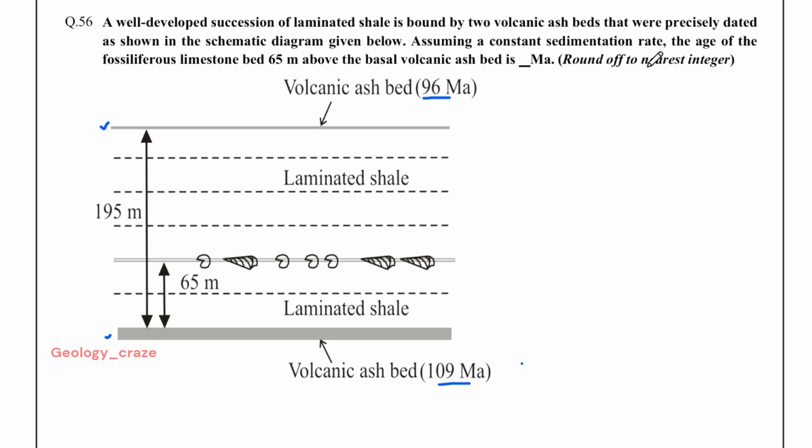Assuming a constant sedimentation rate. The sediments that are deposited within this, suppose this is a basin and sediments are coming and depositing. The rate of deposition within this is constant. The lines we have drawn will each take a similar time. This to this will take the same time, all are constant. We will find that value.